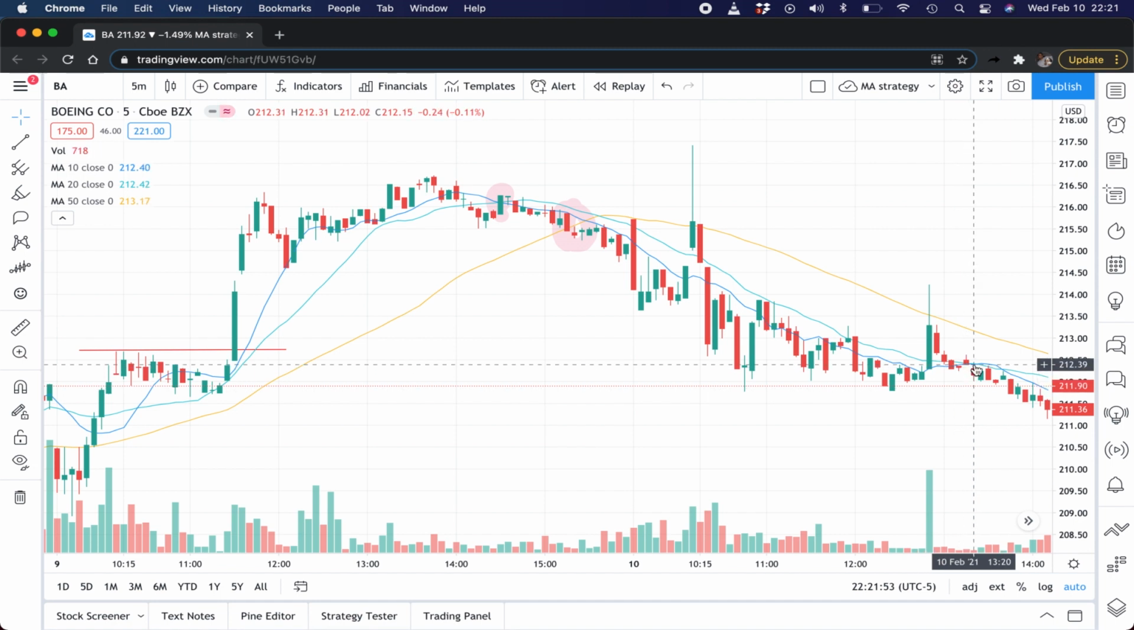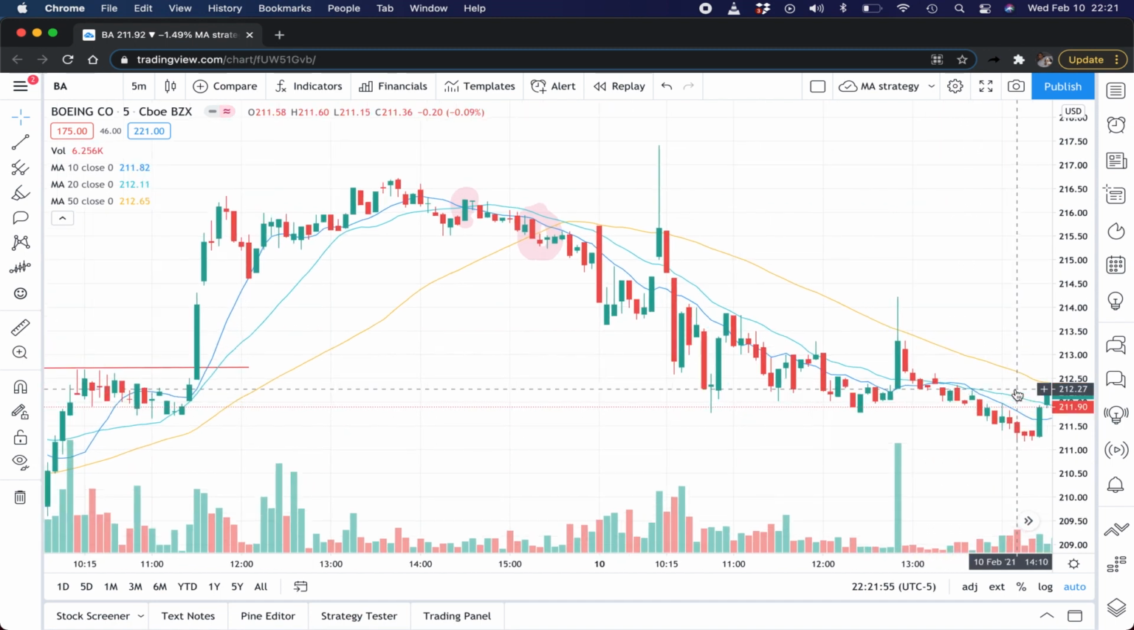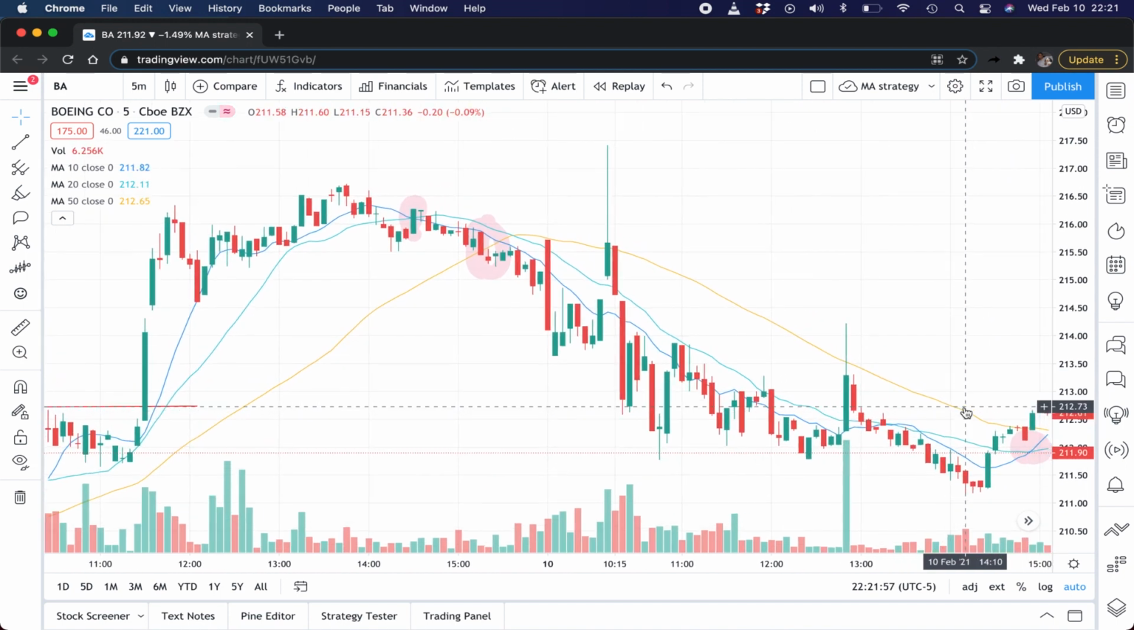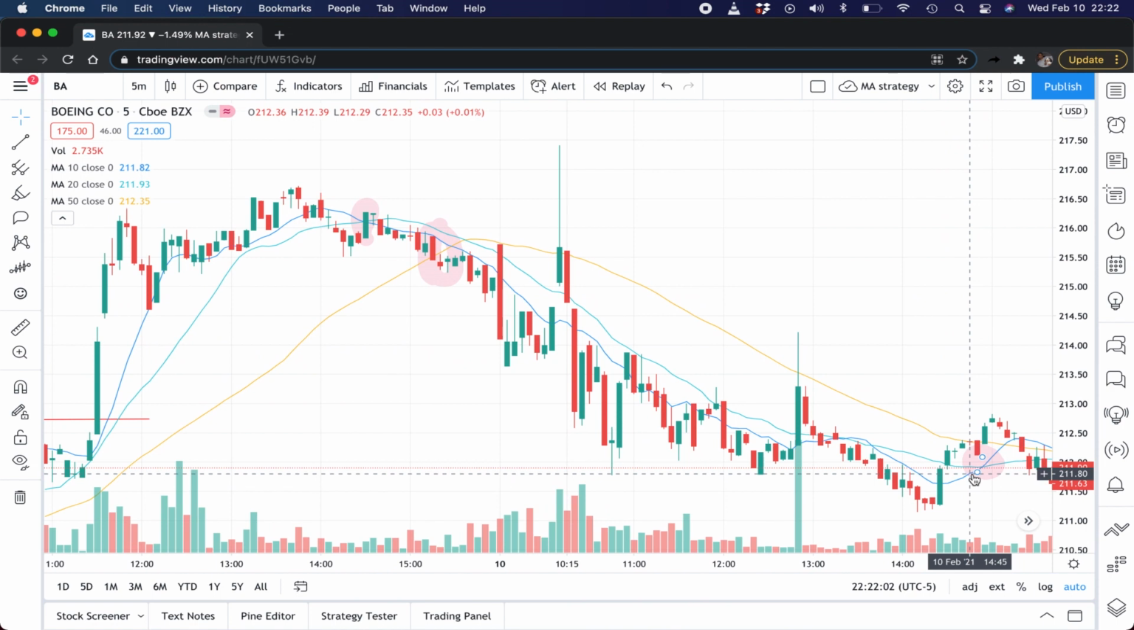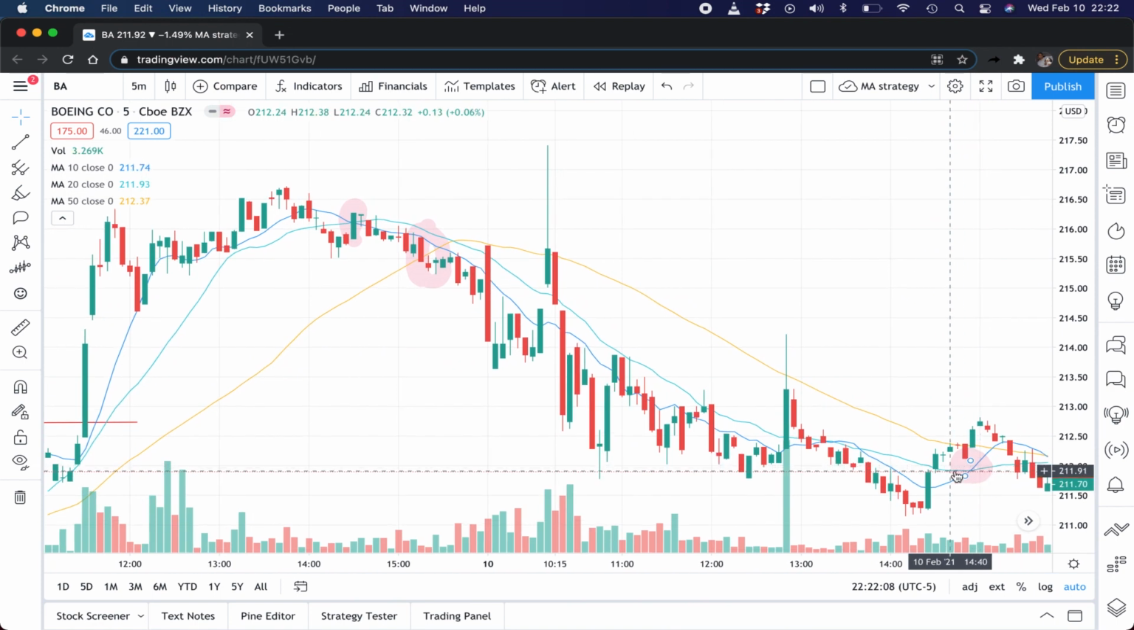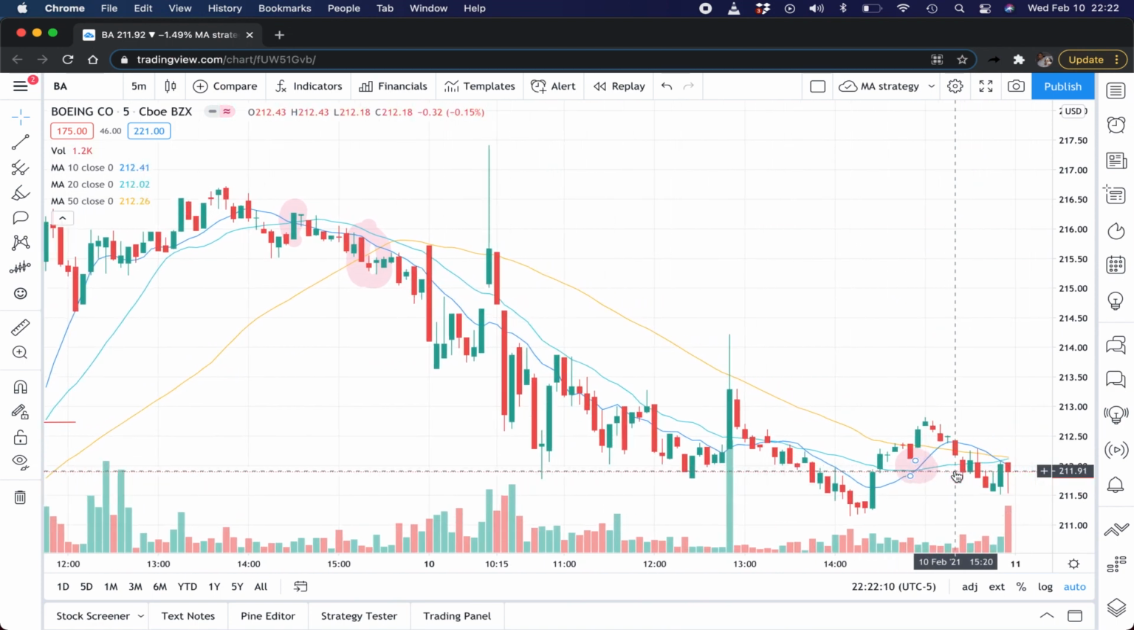But it continues to go down. It goes down, I can stay short, right? As you keep progressing, you can see that the 10 period moving average is starting to converge on the 20 period moving average, and it's starting to point up. This is when you should go alert again, right?